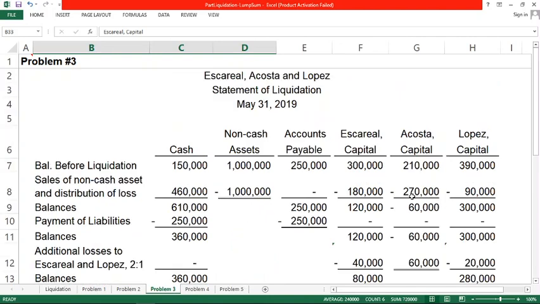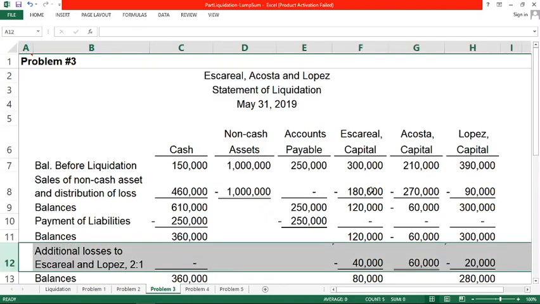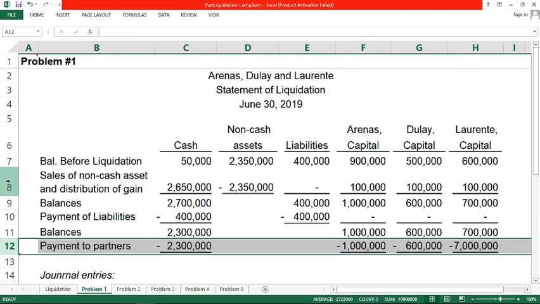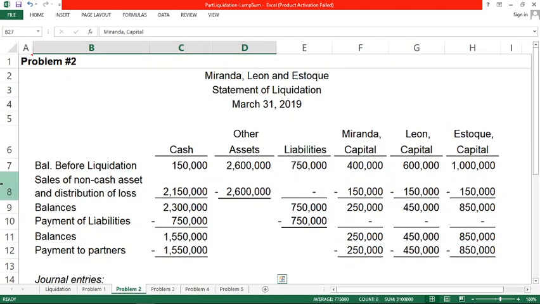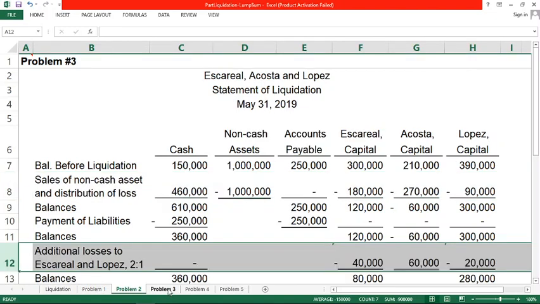So, what's new in this problem? It is the absorption of losses by the solvent partners because an insolvent partner has a capital deficiency. Okay, so problem number 1, we talked about gain. Number 2, we talked about loss. And then number 3, we talked about absorption of loss by other partners because one partner is deficient.